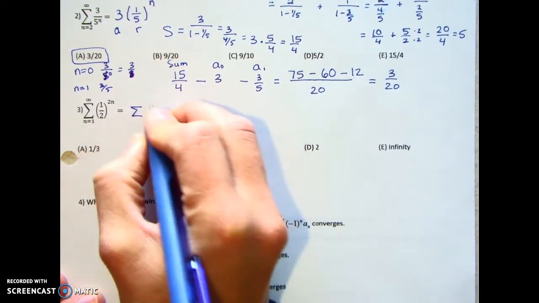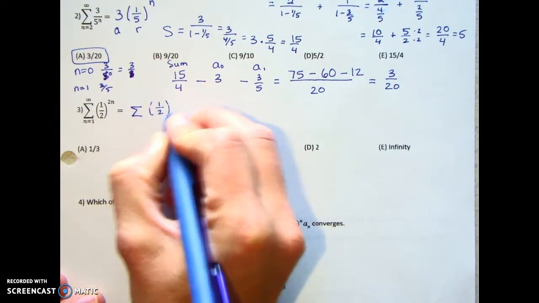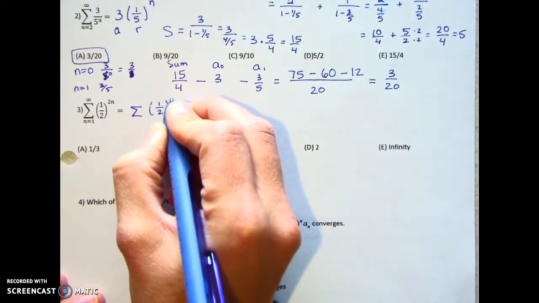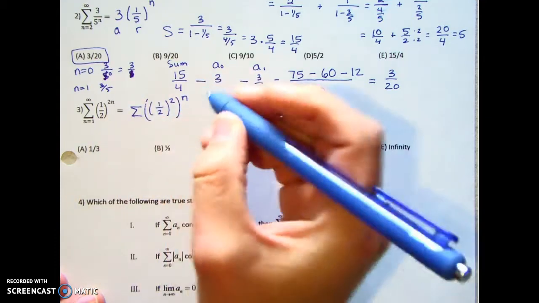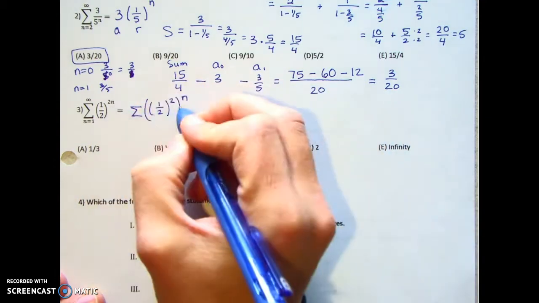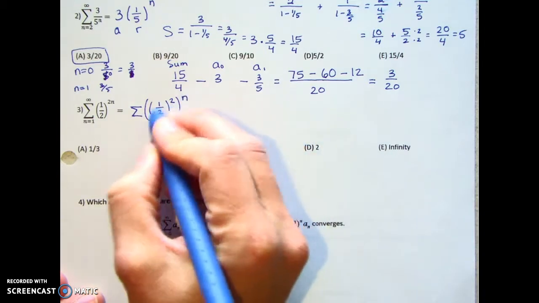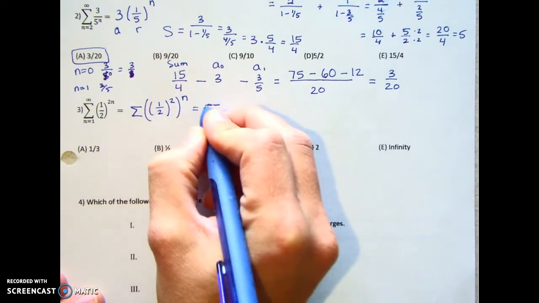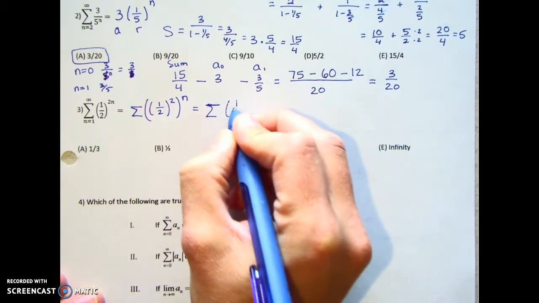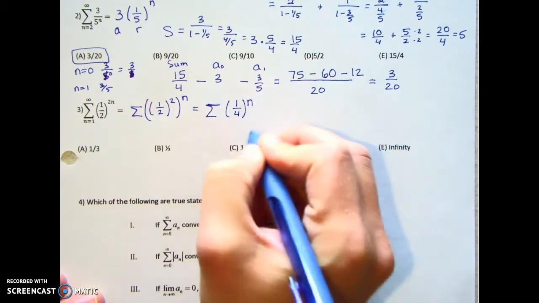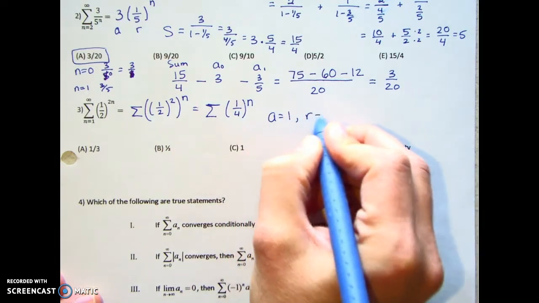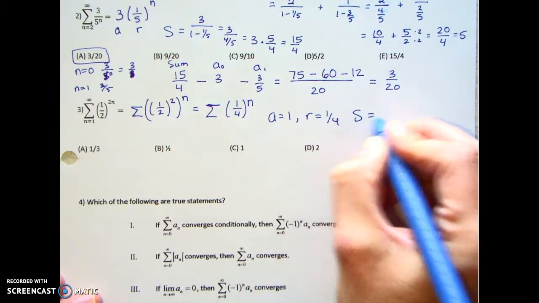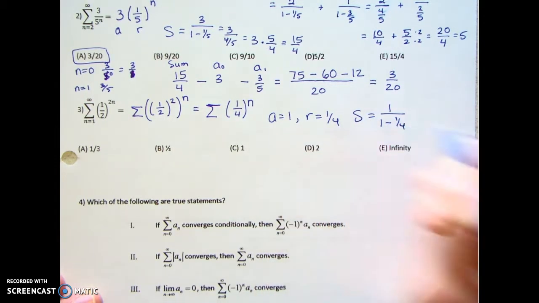This again is not in geometric form, so you need to fix it. So we're going to rewrite it as 1/2 squared to the power of n, because it's a multiplication, right? So that's power of a power. Now what is 1/2 squared? We know what that is, right? We could just square the 1 and the 2 and we get 1/4. Now is it in geometric form? Yes, a equals 1, r equals 1/4, so the sum will equal 1 over 1 minus 1/4.